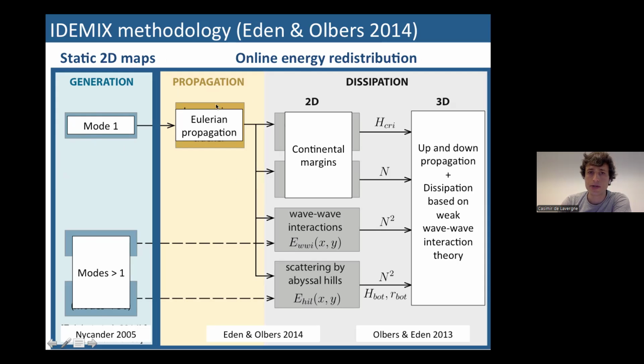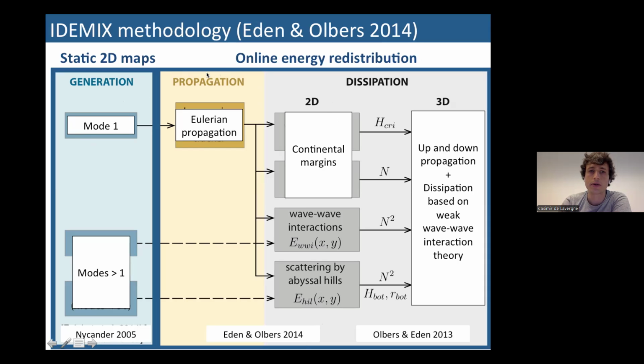And then the propagation is done with the Eulerian scheme of the model, and much like we do, there is an estimate of dissipation by continental margins, wave-wave interactions, and scattering by abyssal hills. And finally, there is a scheme to distribute the turbulence production in the vertical with up and down propagation and a dissipation formula based on weak wave-wave interaction theory. So the key difference is basically that I take these 2D dissipation maps to be static, whereas EDMX only takes the generation 2D maps to be static.